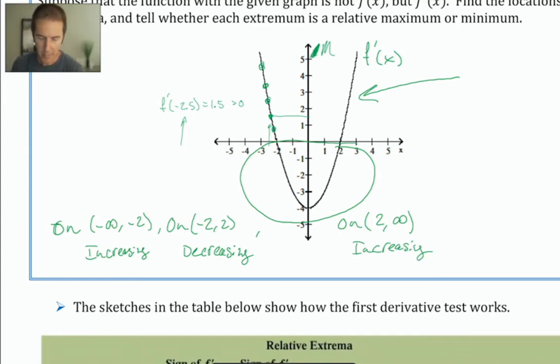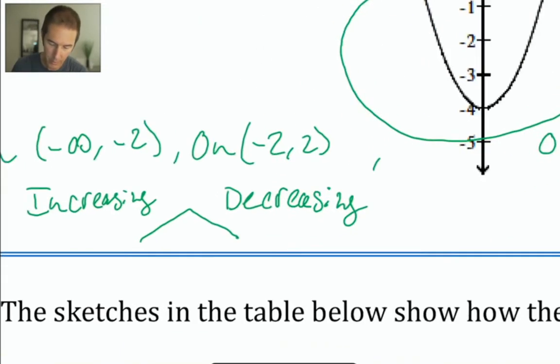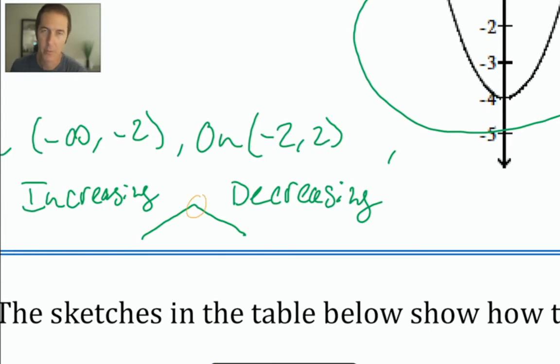So where did the changes happen? It looks like at -2, we transitioned from increasing to decreasing. And at x equals +2, we transitioned from decreasing to increasing. A transition from increasing to decreasing. What do you think? Does this look like a maximum or a minimum to you? I'd say when you go from increasing to decreasing, you're looking at a maximum right there, which means that where x equals -2, we have a relative maximum.